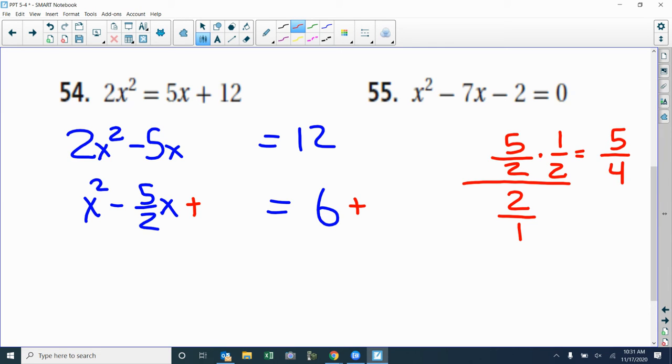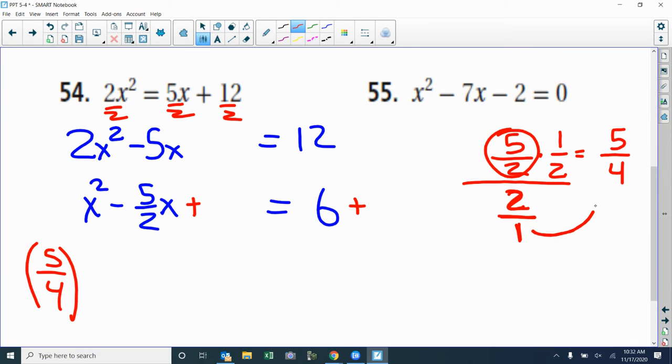What do I end up with? 5 over 4. You divided by 2, I divided by 2. So half of my middle is 5 over 4. Do I need to explain that anymore? That's the hard part. Is everybody okay? Look, I had 5 over 2. Divide it by 2, which is the same as times 2 over 1. Invert and multiply. 5 times 1, 2 times 2.